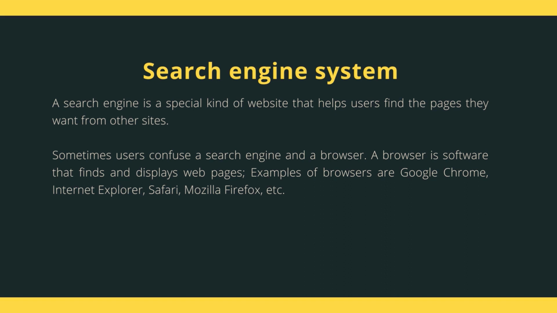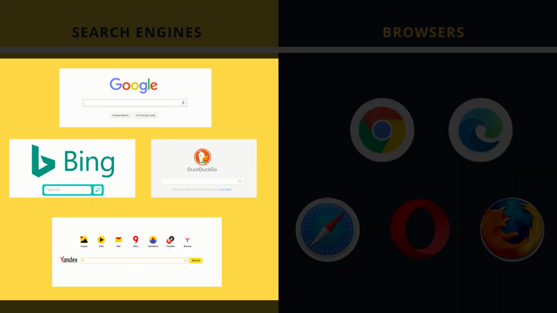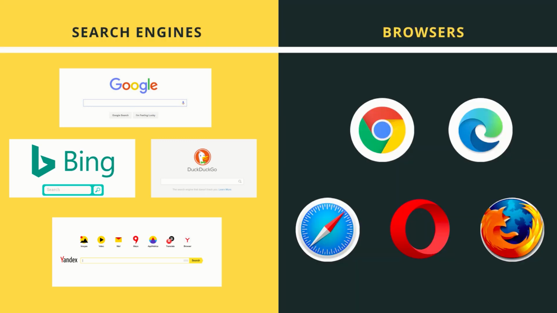A search engine is a special kind of website that helps users find web pages from other websites. There are plenty out there: Google, Bing, Yandex, DuckDuckGo, and many more. Some are generic, some are specialized about certain topics. Many beginners on the web confuse search engines and browsers.